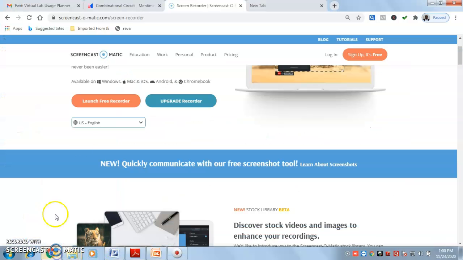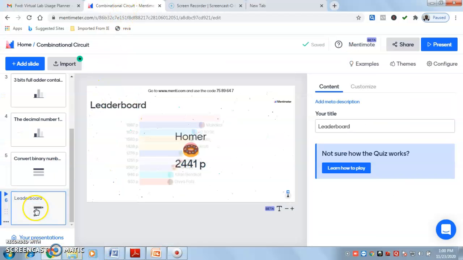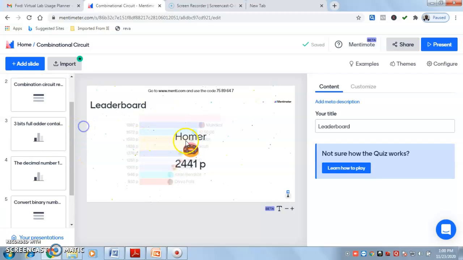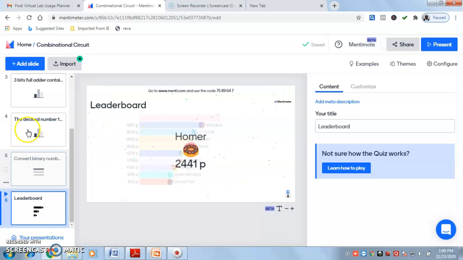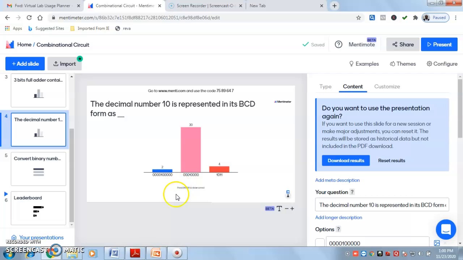So we have also solved the Mentimeter questions related to this combinational circuit. This is the result of our Mentimeter quiz. These are the number of questions we have taken for the Mentimeter. So this is the result of that Mentimeter quiz.